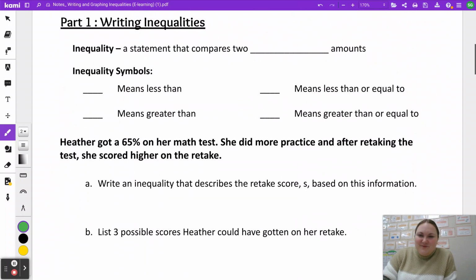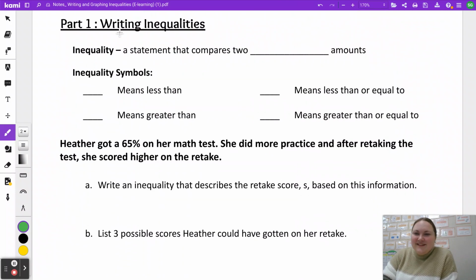I'm going to jump down to part 1. Our goal is going to be using inequality symbols to help us write these inequalities. And an inequality is just a statement that compares 2 unequal amounts. So as a quick reminder, in developmental math, we use the less than and the greater than symbols. In pre-algebra, we're actually going to use all 4 of them. You also have a less than or equal to symbol and a greater than or equal to symbol.